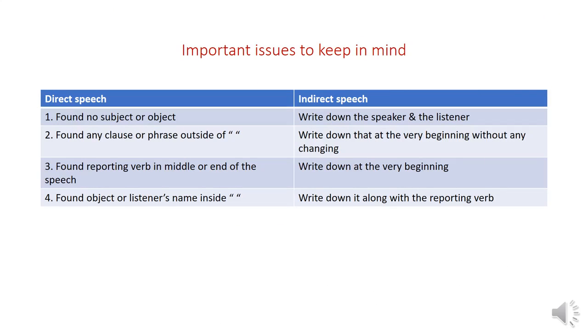There are also some issues that you must keep in your mind. Look at the table. If you find no subject or object in the direct speech, then in the indirect speech you have to write the speaker as the subject and the listener as the object. Number two, if you find any clause or phrase outside of the inverted commas, you have to write that clause or phrase at the very beginning without any changes. Number three, if you find the reporting verb in the middle or end of the speech, you have to write the reporting verb at the very beginning in the indirect speech. Again, if you find any object or listener's name inside the inverted commas, you have to write it along with the reporting verb.